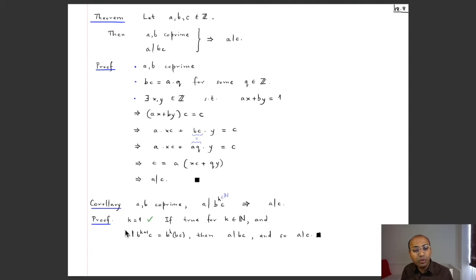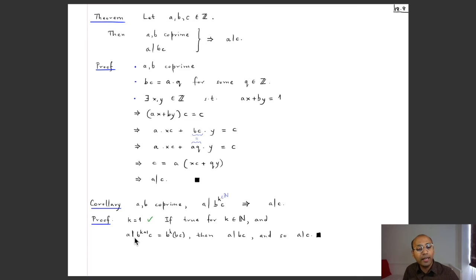If k is equal to 1, then what we have is that A and B are coprime and A divides BC, but what we have just shown is that then A divides C. So the base case is fine. And let us suppose that we have managed to prove this for some natural number k, and now let's prove it for k plus 1.